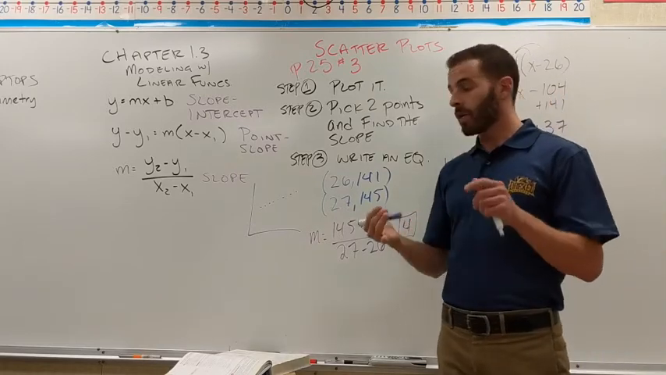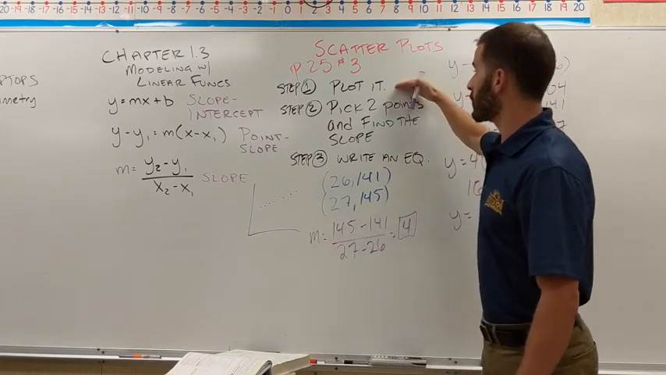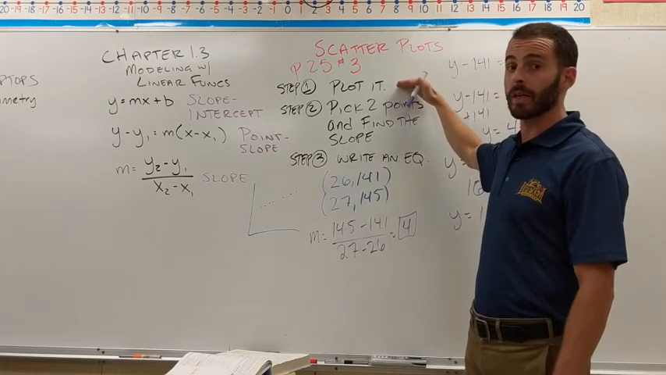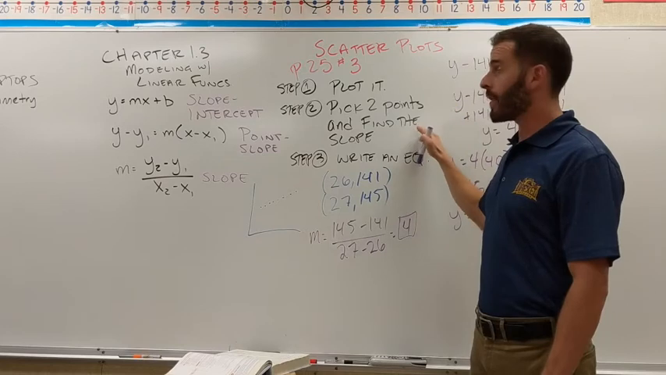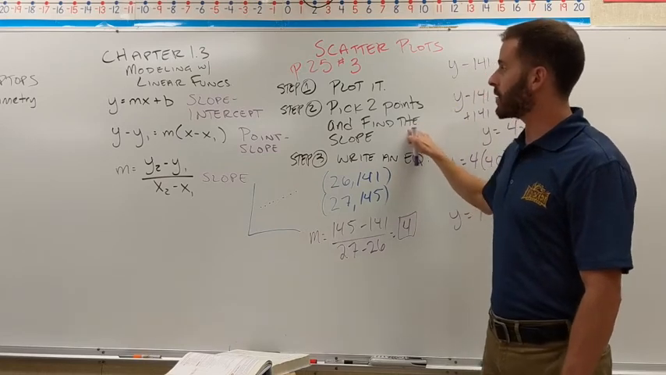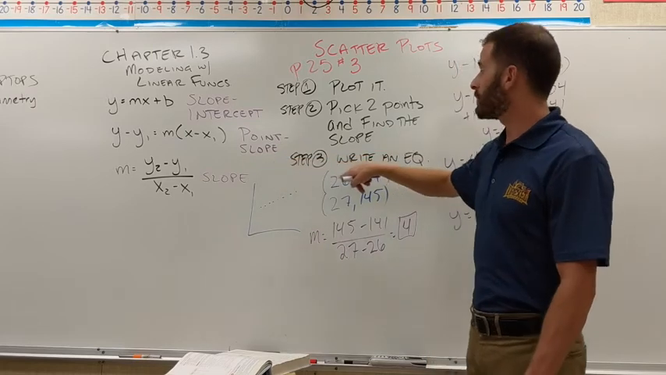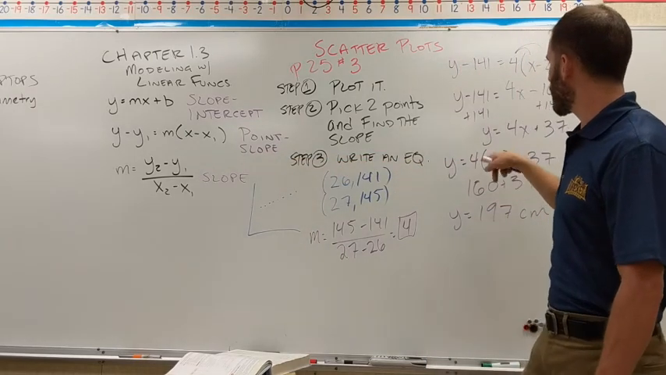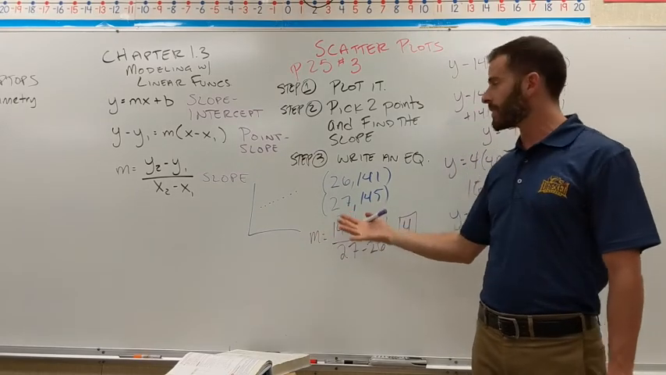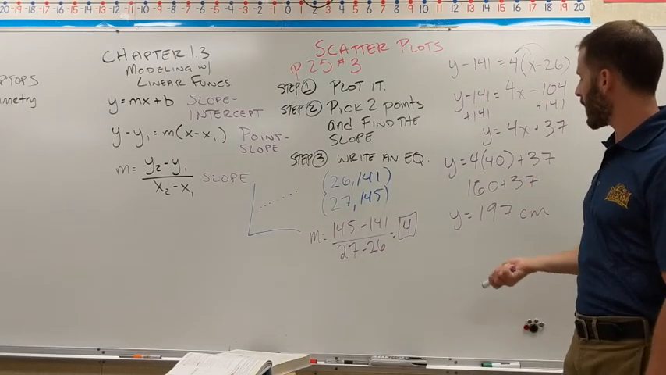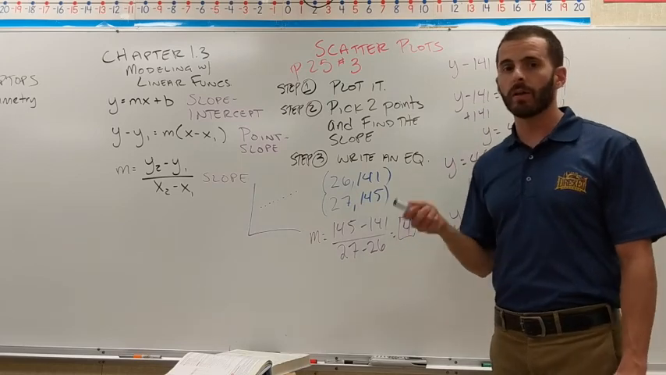All right, so that's how to do a scatter plot. If you don't have a graphing calculator, you need to plot it to see if it looks like a line. If it does look like a line, pick any 2 points, find the slope. Once you have the slope, plug it into usually the point slope form to write an equation. Your equation does have to be in slope intercept form. And then there's probably another step. In this case, it was to plug 40 in for x to find a y. Next video up, I'm going to show you how to do it on the graphing calculator.